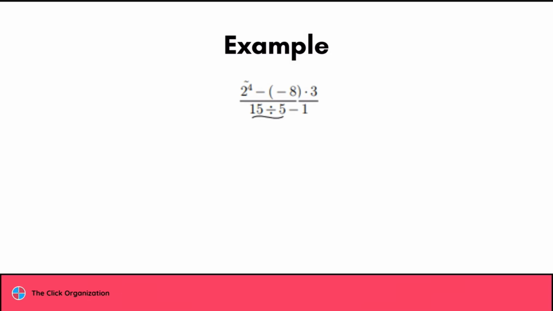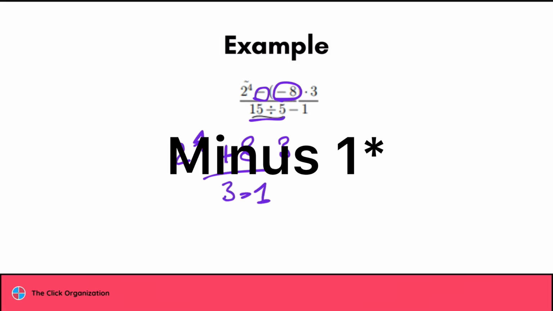I have 2 to the power of 4 minus times minus 8 times 3 in the numerator, and 15 divided by 5 minus 1 in the denominator. So I am going to start with the multiplication because I have a parentheses in here, right? And in the denominator, I'm going to start with division. So it's going to be 2 to the power of 4 minus times minus 8, it's going to be plus 8. Okay, so plus 8 times 3. And in the denominator, 15 divided by 5, it's going to be 3 divided by 1, right?